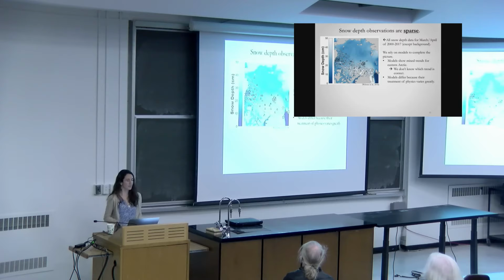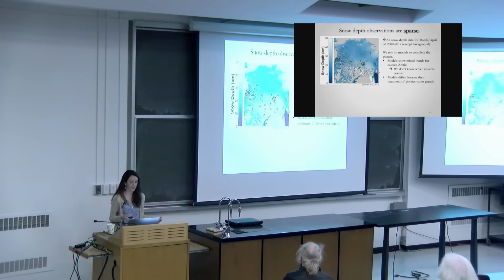Okay, so I said we don't know what's happening in the Eastern Arctic, and that's because snow depth observations are very sparse. We really have a poor record of what's been going on in other parts of the Arctic, and it makes it really difficult to say anything about trends in snow depth on sea ice. So we have to rely on models for this. What I'm showing here is all publicly available in situ data or aircraft data of snow observations, and the background is modeled snow depth. So we're really relying on models to fill in this picture to understand what's going on.